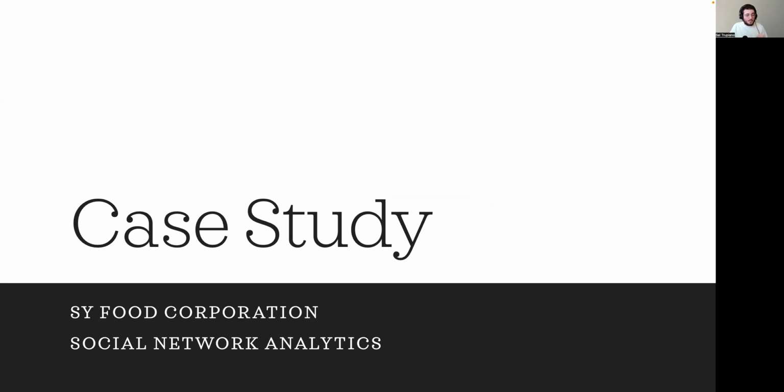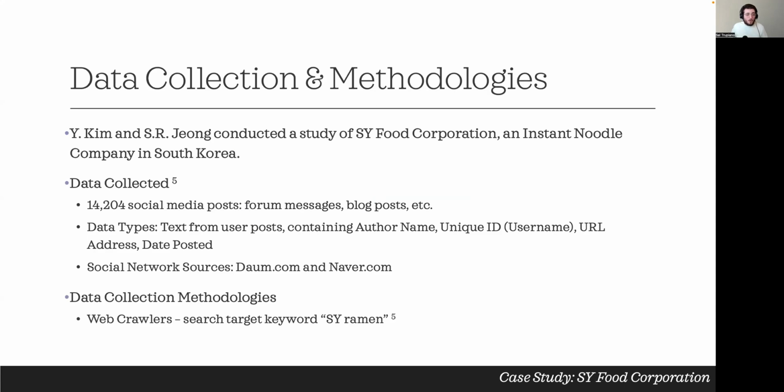Okay, so now we're going to look at a case study in this paper. Y. Kim and S.R. Jung conducted a study of SY Food Corporation, an instant noodle company in Korea, and they wanted to show how social networking analytics are applied in a practical setting. They collected 14,204 social media posts, which consisted of mainly forum messages and blog posts and other things like that. The data types collected were mainly text strings, author names, unique IDs, kinds of things like that.